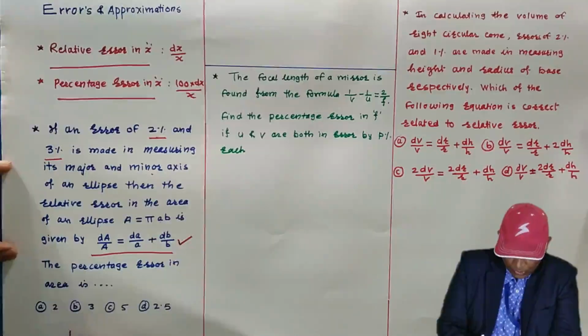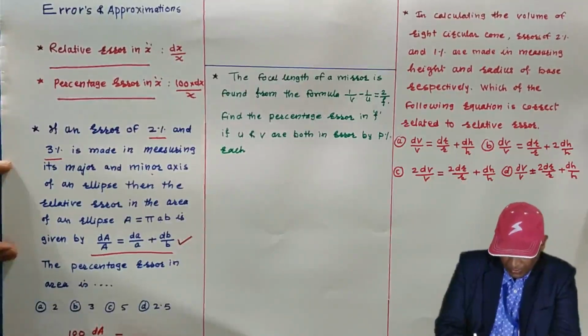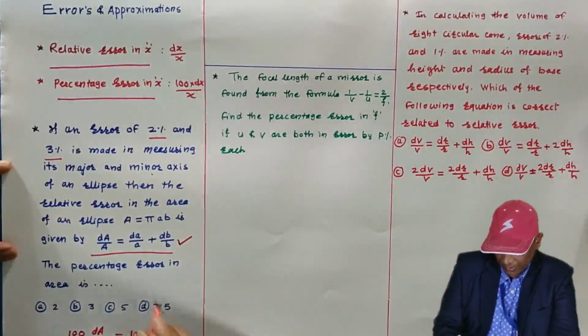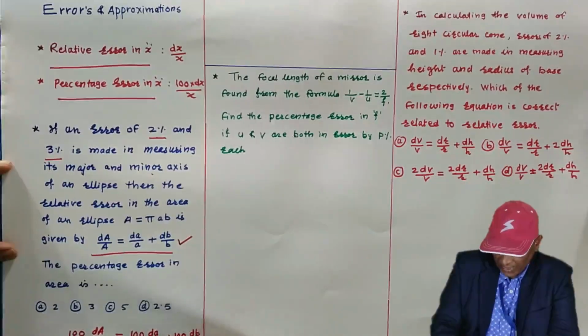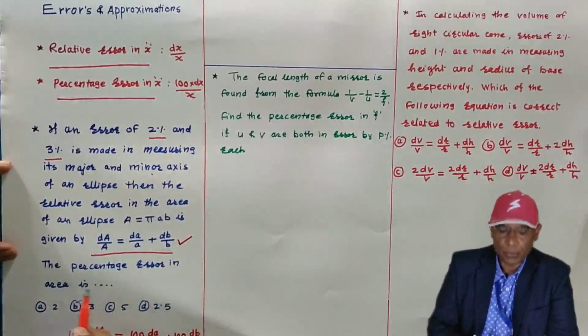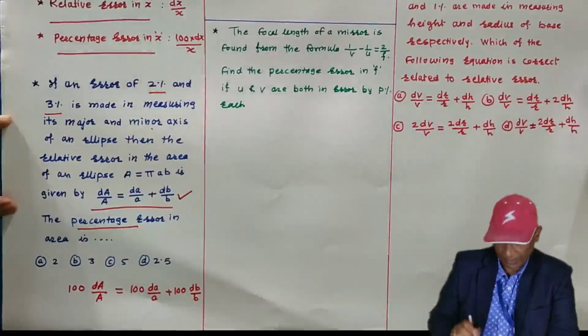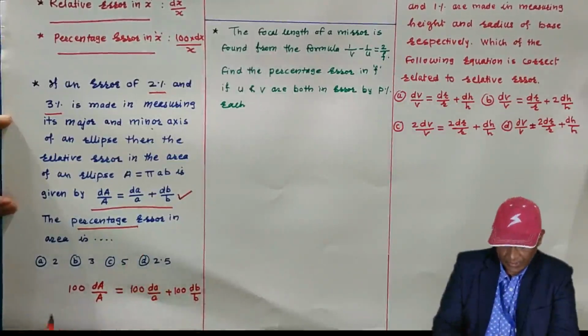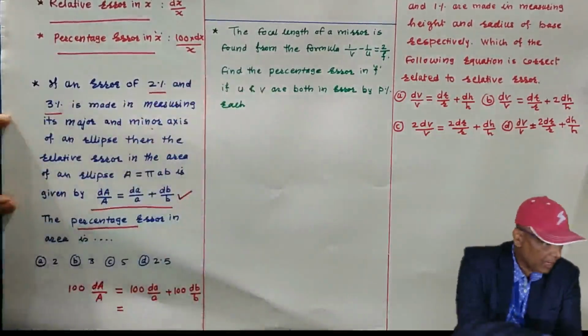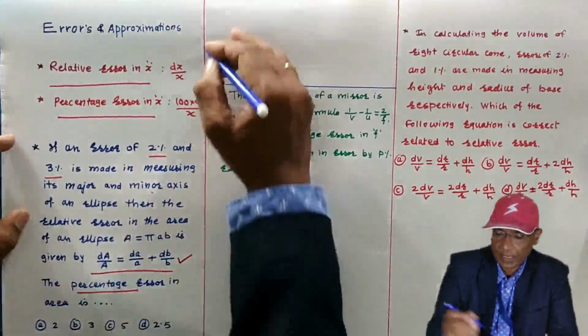So what do we have to do? We have to multiply this equation by 100. If a relative error equation is given, or any equation you may be given, multiply it by 100 because we have to calculate the percentage error. Percentage error in area we have to calculate. So what is it? 100 dA by A. 100 dA by A is the percentage error in A.